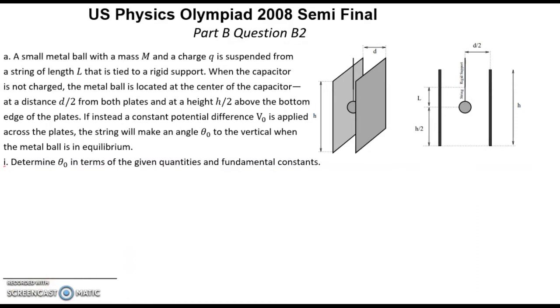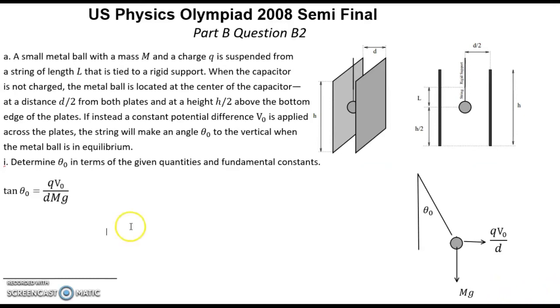First, let's draw the picture showing forces acting on this ball. So we have mg, which is the force of gravity, a vertical force, and we have a horizontal force, Q multiplied by V0 divided by d, where V0 over d is the electric field, and field multiplied by charge is a force. So from this picture we can immediately find that tangent θ0 equals this expression, QV0 over dmg. That's the answer for the first question.